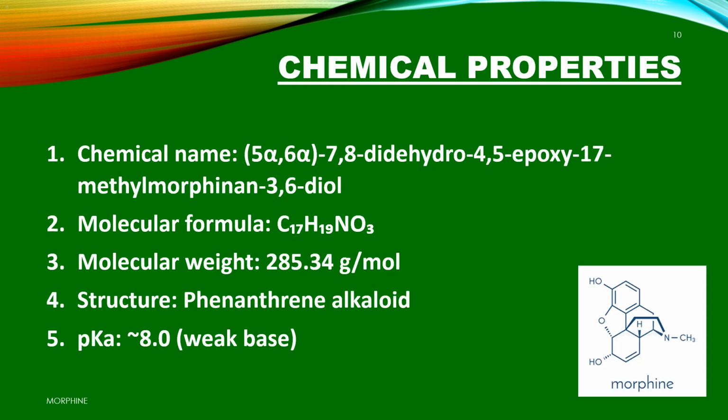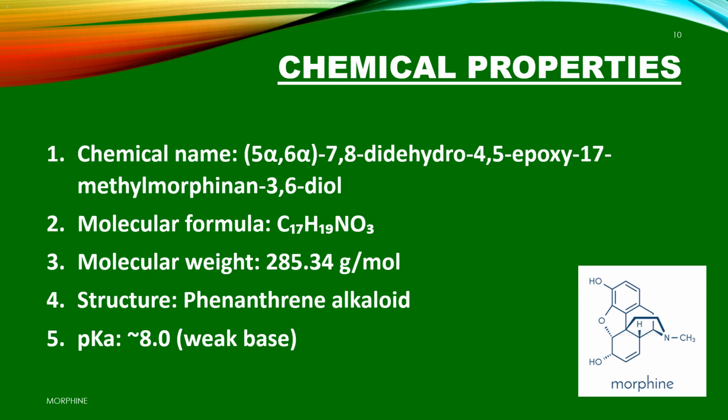Chemical properties of morphine. 1. Chemical name. The complex chemical name 5-alpha,6-alpha-7,8-didehydro-4,5-epoxy-17-methylmorphinan-3,6-diol describes morphine's molecular structure. 2. Molecular formula.